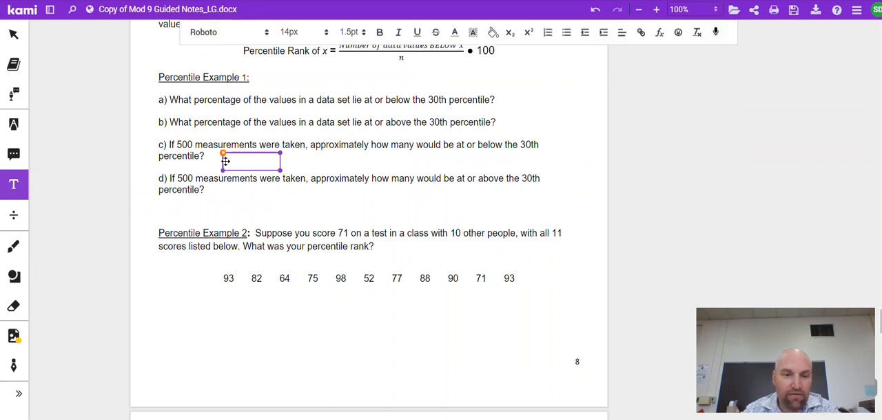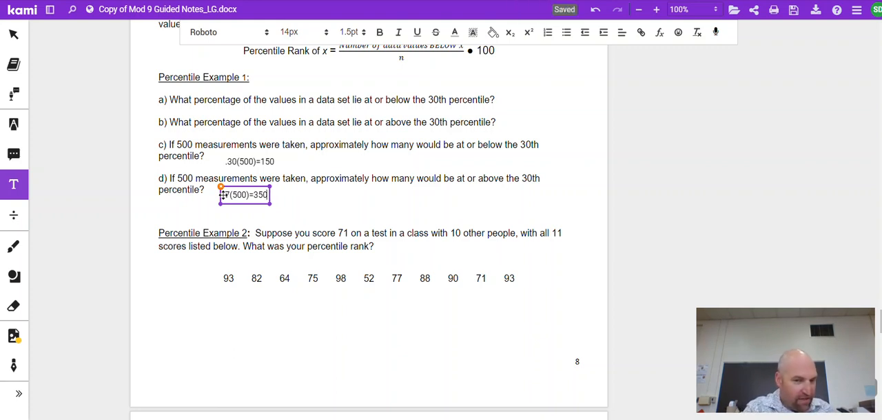All you do here is you take 30% of 500 and you get, I think you get 150. So 150 measurements would be below the 30th percentile. To get above, you can take the complement or you can go 0.7 times 500. And then I think you get 350 with that. Okay.